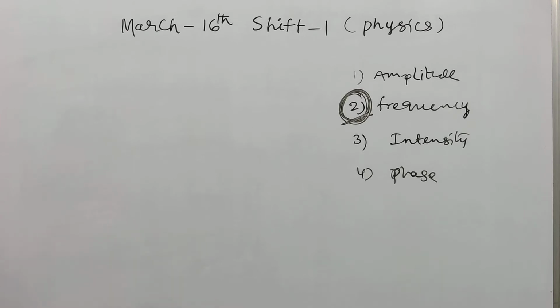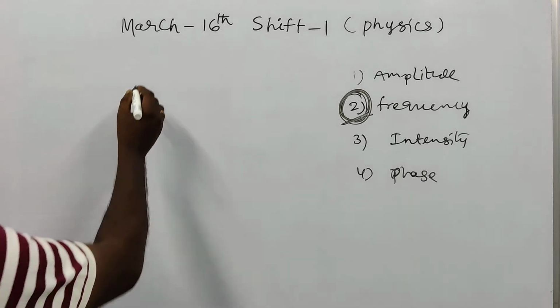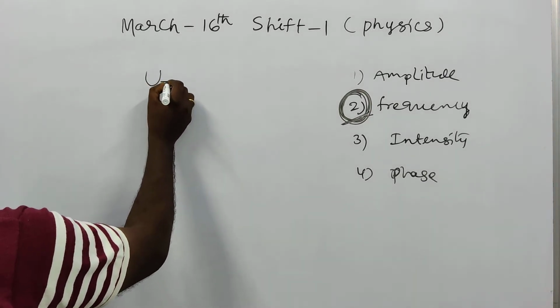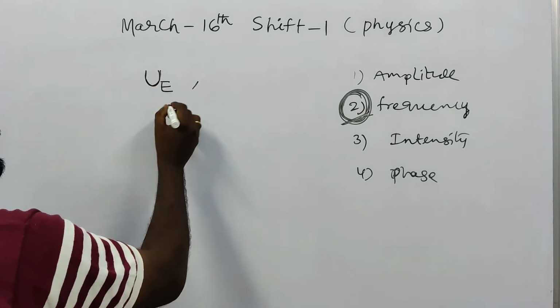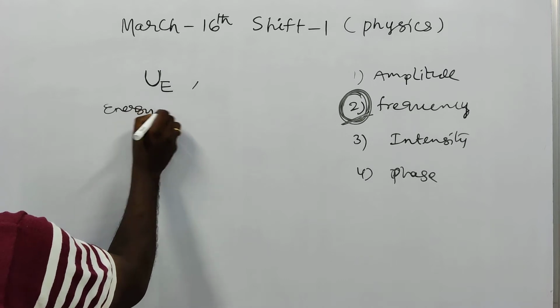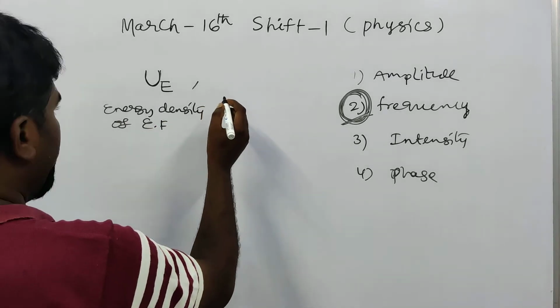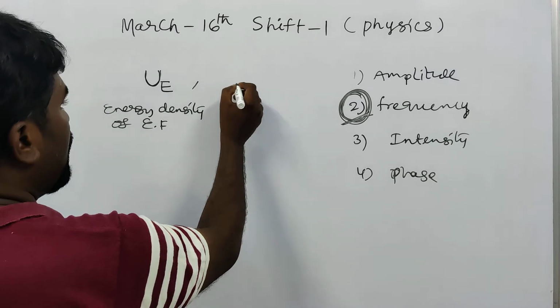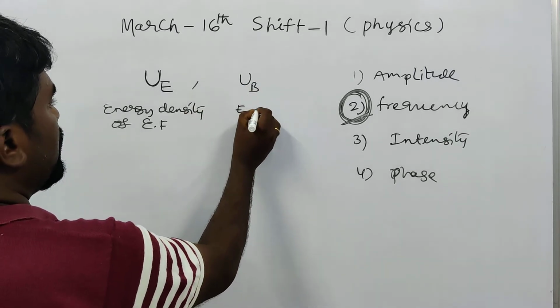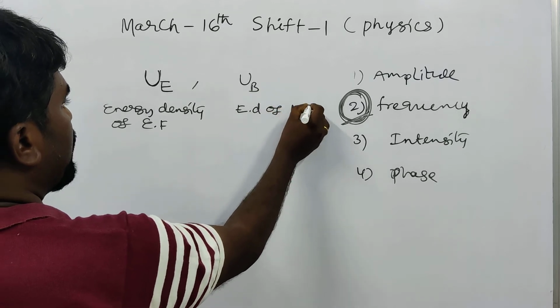Okay. The next theoretical question is from current and moving charges, that is the relation between the energy density of the electric field and the magnetic field. The energy density of the electric field is u_E, and similarly the energy density of the magnetic field is u_B.